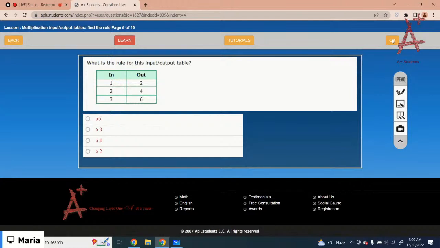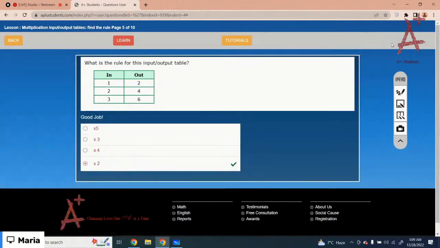The correct option is the last option. 2 is multiplying with each input value to get the output value. Got it? So just select the correct option, then click on the OK button.